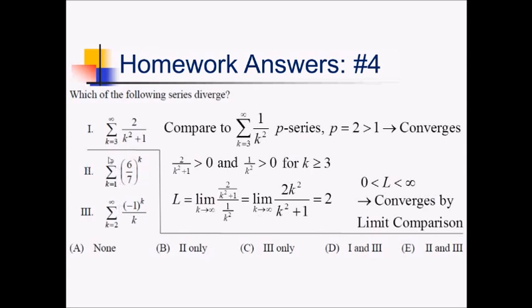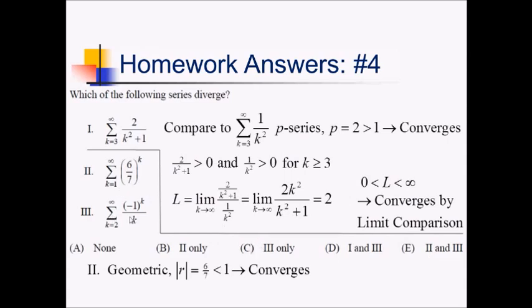Option 2 here, this is a geometric series. The absolute value of the common ratio is 6 over 7. That's a number less than 1. By the geometric series test, then, this is going to converge. So anything with 2 in it can be eliminated. So that would be B and E. So it's really down to C converging or diverging.